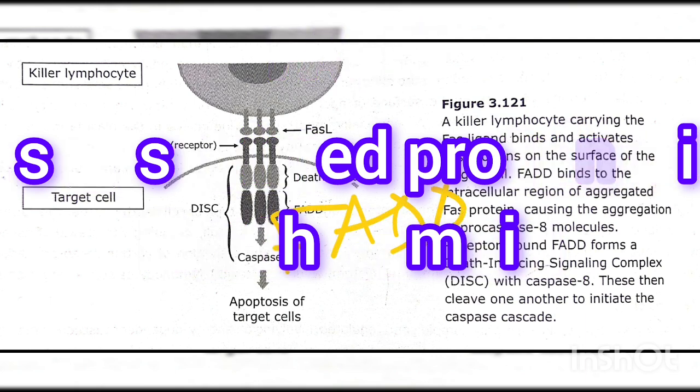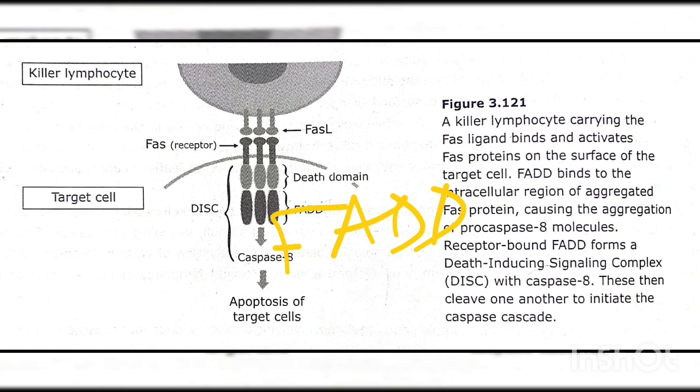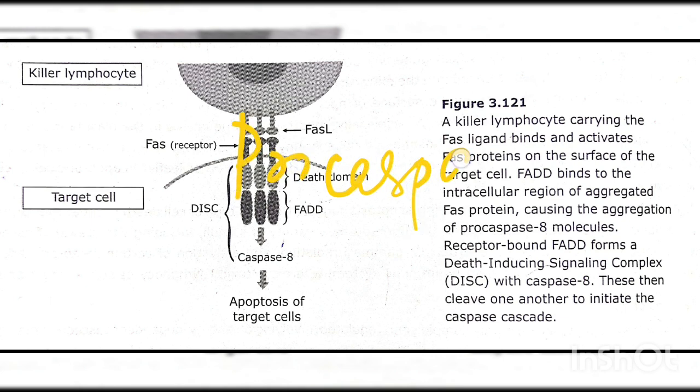FADD, FAD. FAD is recruited and binds to FAS, followed by recruitment of procaspase 8. Next, FAD contains two domains: one death domain that binds to the death domain on the FAS receptor, and one dead domain. Dead domain means death effector domain, which binds to procaspase 8.